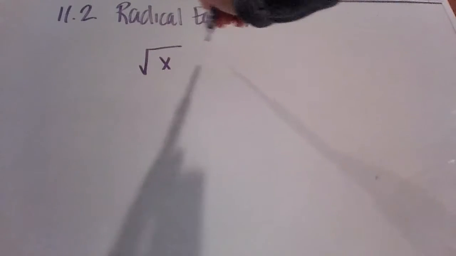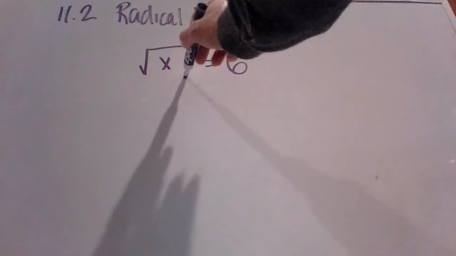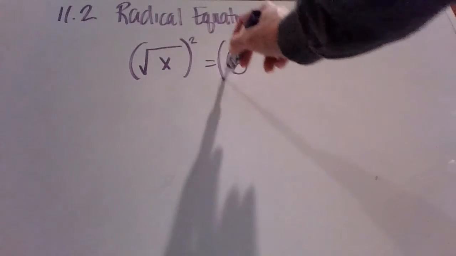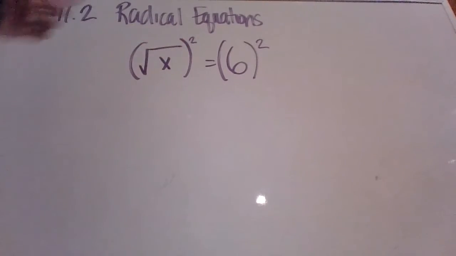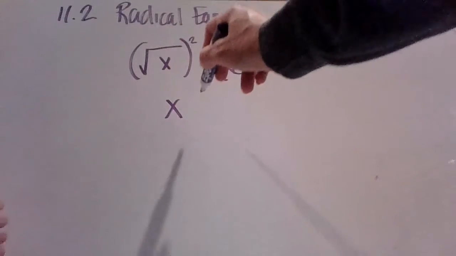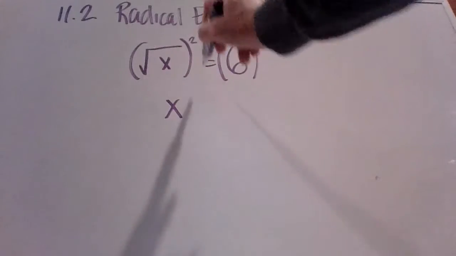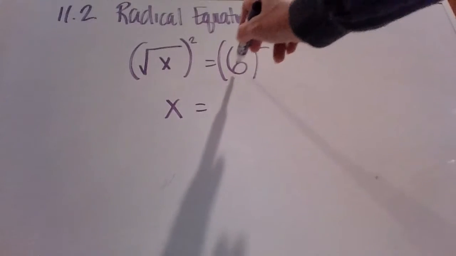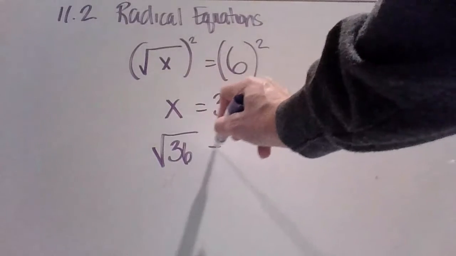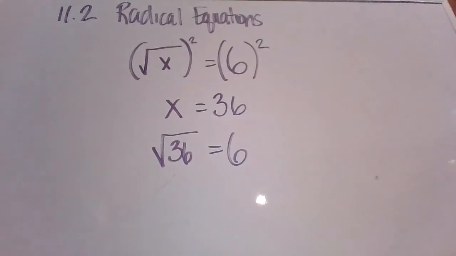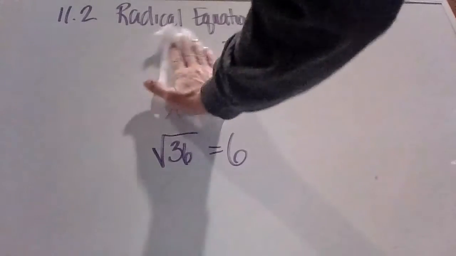So the inverse operation of a square root is to square it. When I square it, it erases, it gets rid of the radical sign right here, and so then I can find out the answer. So 6 squared is 36. This makes sense because the square root of 36 is 6. That's what we're going to be doing today, solving the radical equations that are here in the book. So let's go ahead and get started.